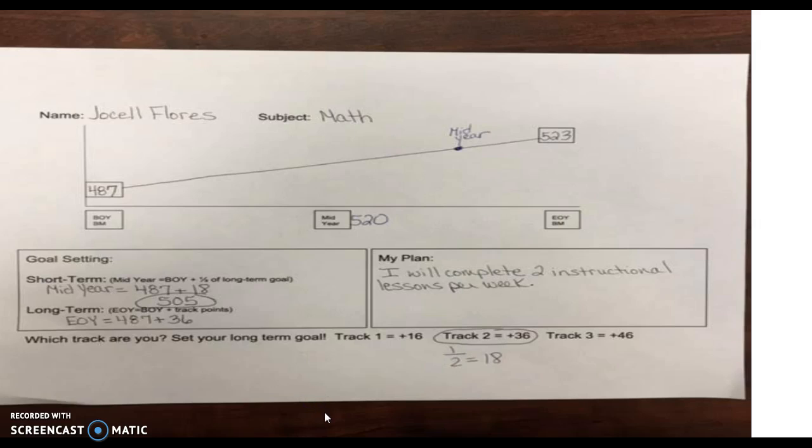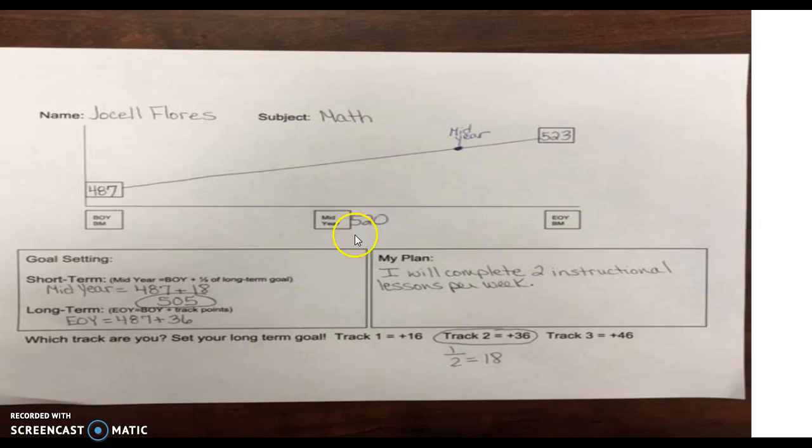So let's see how Josel did. When Josel got her scores back, she found out that she actually made a 520 on her mid-year assessment. So she has exceeded her goal. Her short-term goal was 505. She has almost hit her end of the year mark of 523.